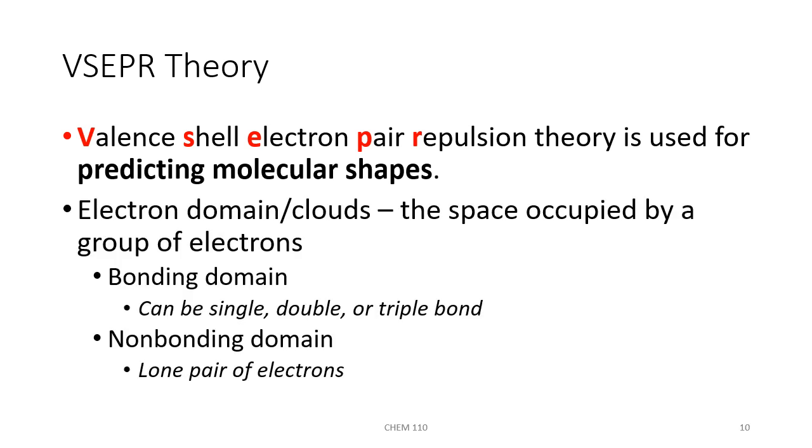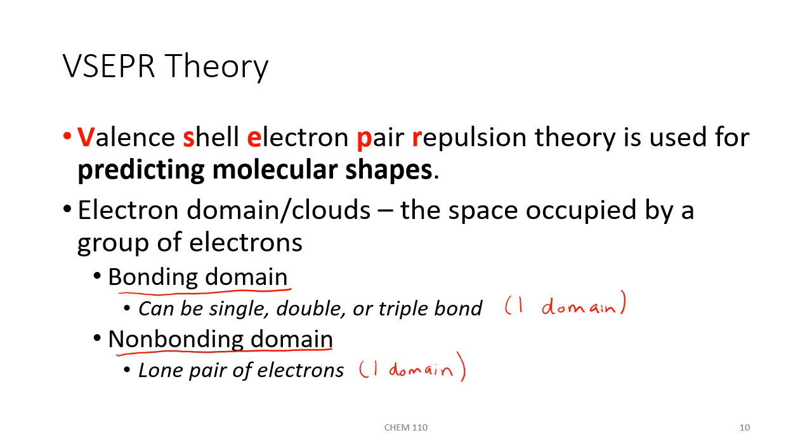Electron clouds or domains are a space that is occupied by a group of electrons. A group of electrons could be a bonding domain. It could be either a single, double, or triple bond. Either one of those would still just equal one domain. Or we could have non-bonding domains. One non-bonding domain would be one lone pair of electrons on that central atom.